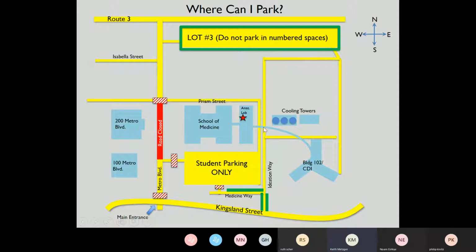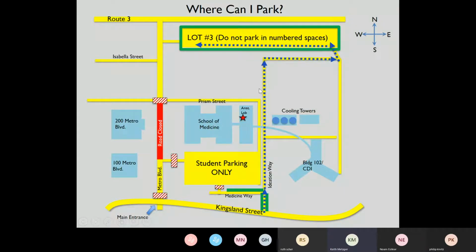As you go up Ideation Way, once you pass the Center for Discovery and Innovation, there are a few more back here as well that you can park in, and then you can just walk down this direction towards the School of Medicine. Okay, so you're going to come in to Ideation Way. You can try and find some of these not so secret spots.